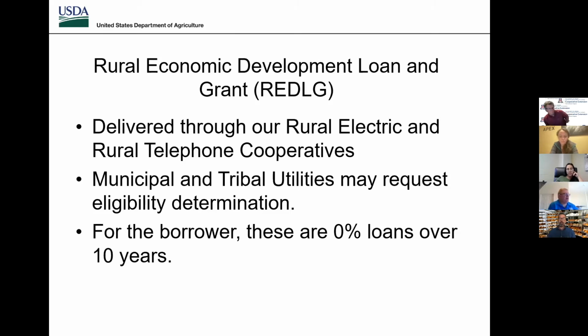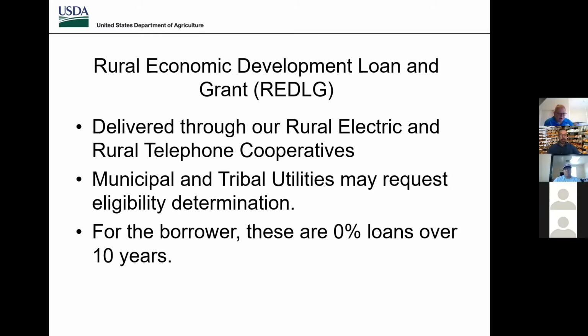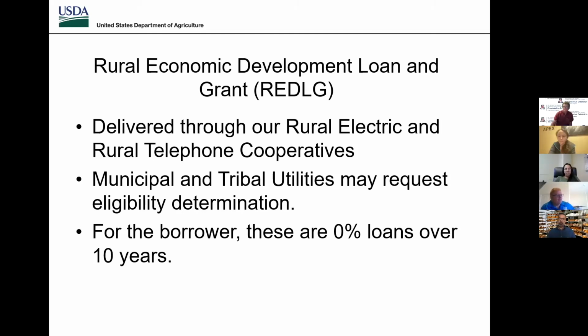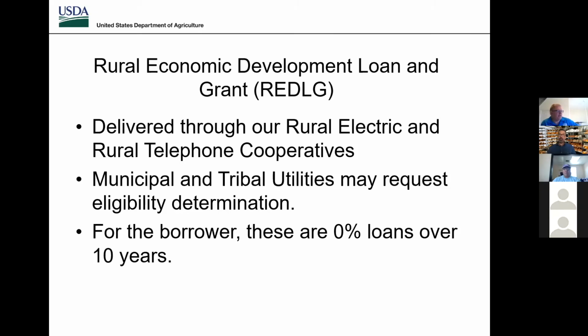Then the final program I wanted to talk about was our Rural Economic Development Loan and Grant Program. This is a program that's delivered through our rural electric and rural telephone cooperatives. However, municipal and tribal utilities may request an eligibility determination, and typically, if they met most of the requirements of the Rural Electrification Act, that was way back in the late 1930s, they will also be eligible. Essentially, the utility or the co-op borrows the money from the USDA at 0% interest for 10 years. They in turn lend that to the borrower at 0% for 10 years. So that is kind of a pass-through per se. Excellent program for rural communities.